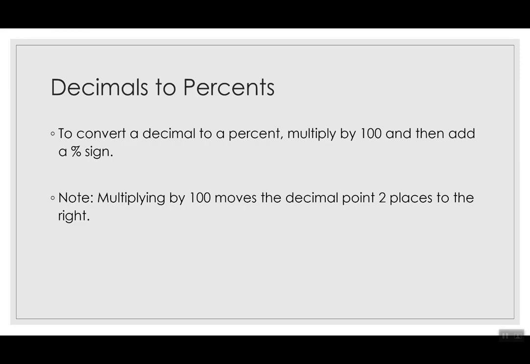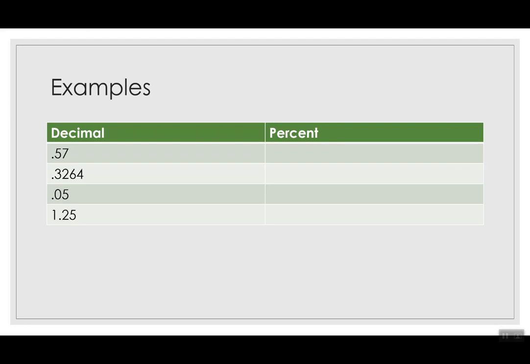To convert a decimal to a percent, multiply by 100 and then add the percent sign. Note, multiplying by 100 moves the decimal point two places to the right. Let's look at some examples. 0.57 can be expressed as 57%.